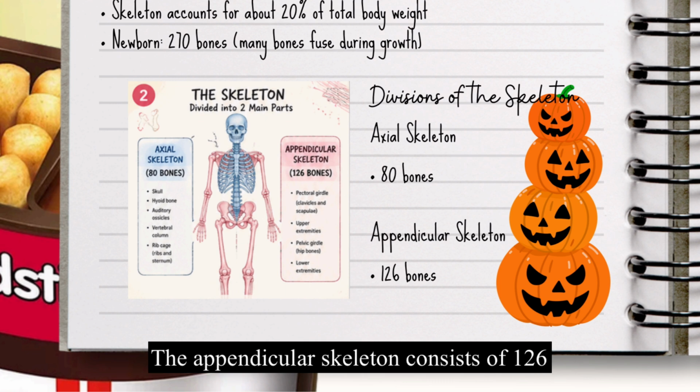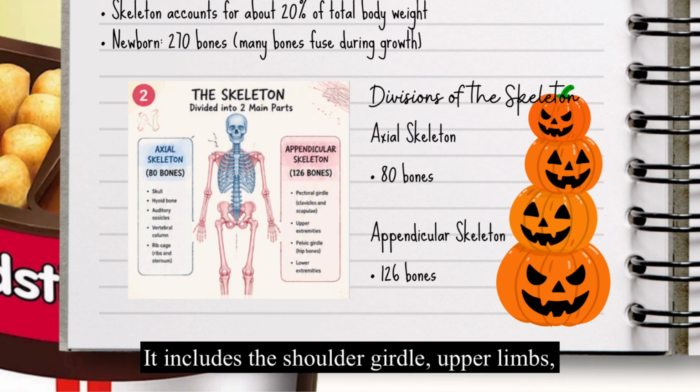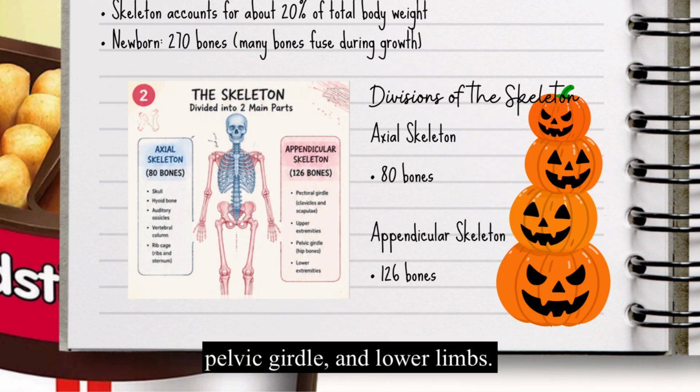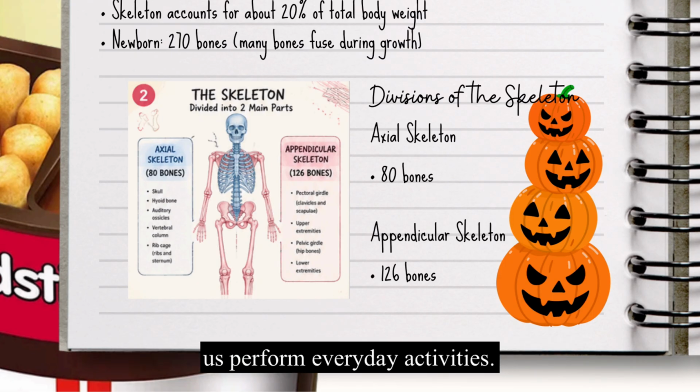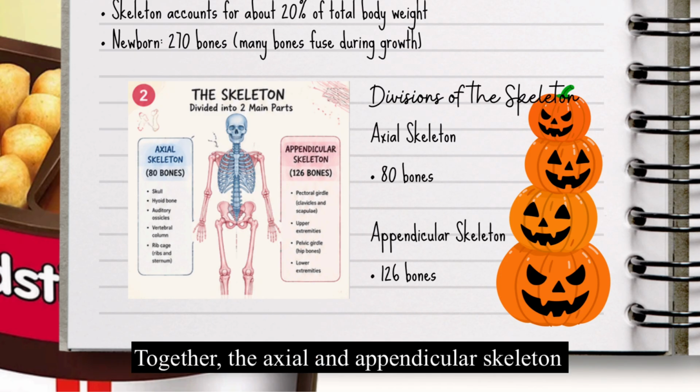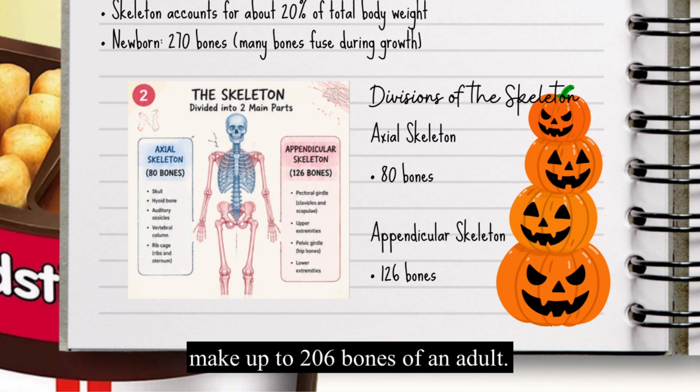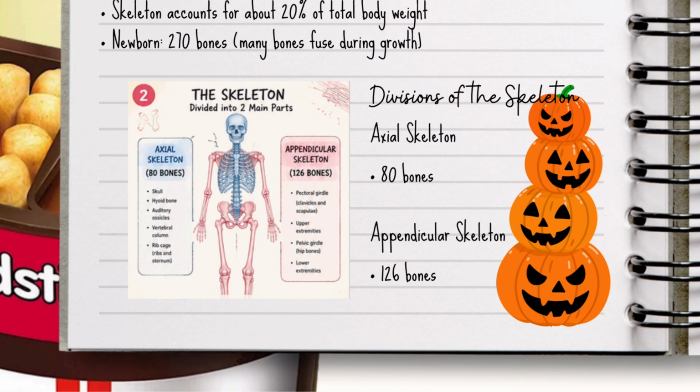The appendicular skeleton consists of 126 bones. It includes the shoulder girdle, upper limbs, pelvic girdle, and lower limbs. This division mainly allows movement and helps us perform everyday activities. Together, the axial and appendicular skeleton make up the 206 bones of an adult.